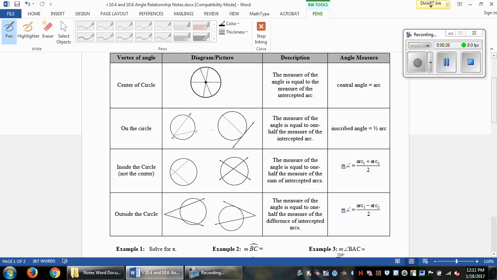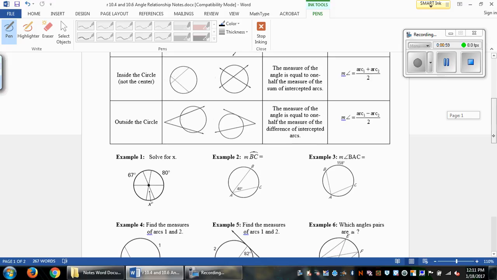determine the measure. So first off, if you have the central angle, it's going to equal directly the arc. So it does have to start in the center, and it'll equal the arc. If it crosses through the circle, then the inscribed angle is going to equal half the arc length. And if it's crossing just through the circle, you need to add and divide by 2 the arcs. And if it's outside the circle, then you subtract the arcs and divide by 2.